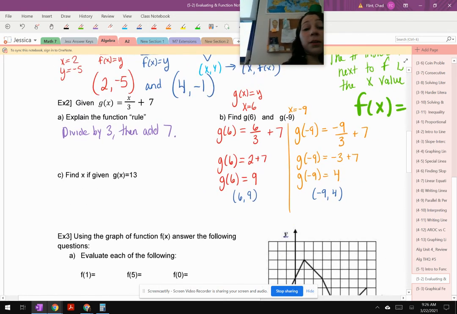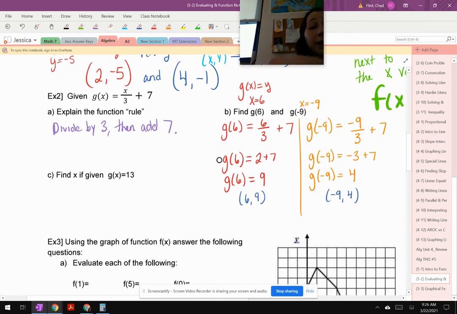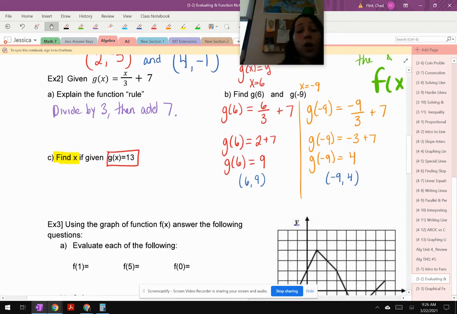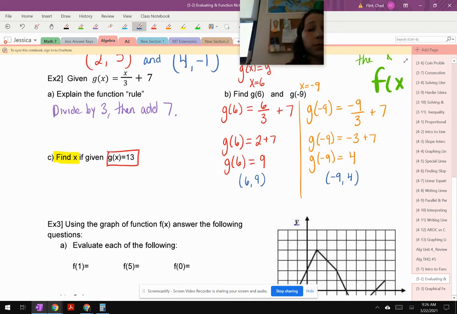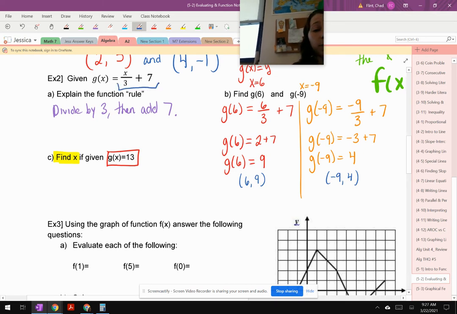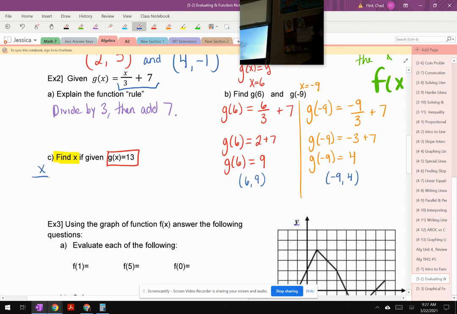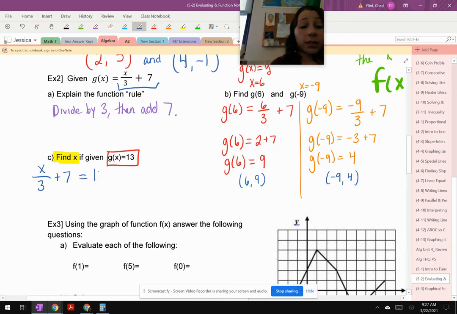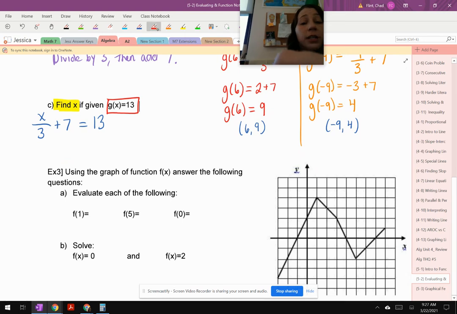Part C is working a little backwards here, though. This time, they're asking me to find x if I'm given the y value. So g of x, well, they told me that g of x was equal to this piece over here. So I'm just going to make that equation: x divided by 3 plus 7. They told us that that was supposed to be equal to 13. Now, solve that. What x value is going to give me 13?